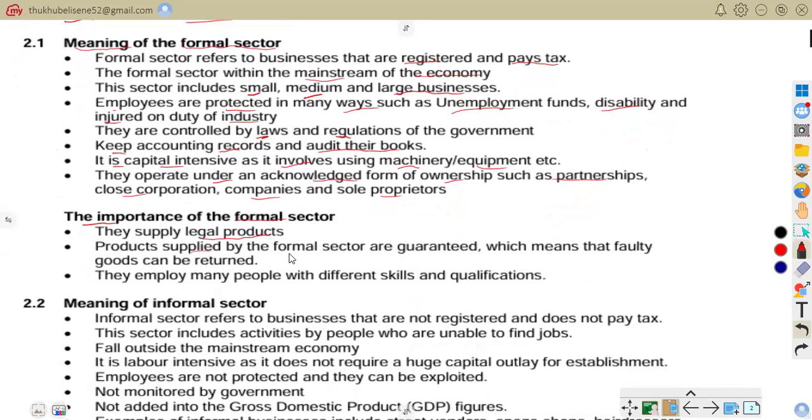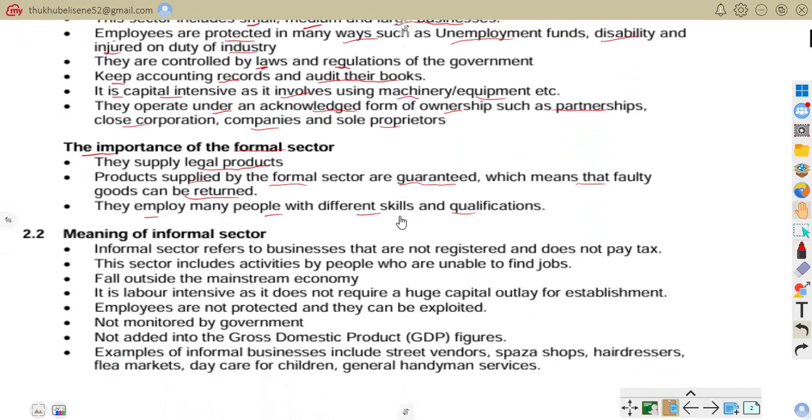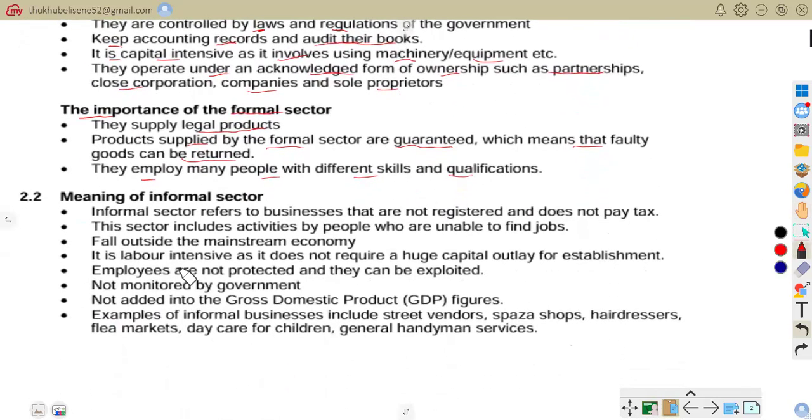Products supplied by the formal sector are guaranteed, which means that faulty goods can be returned. For example, returning a broken TV to a store. They employ many people with different skills and qualifications. So they provide jobs for qualified workers. Now let us move on, good people, to the meaning of the informal sector.